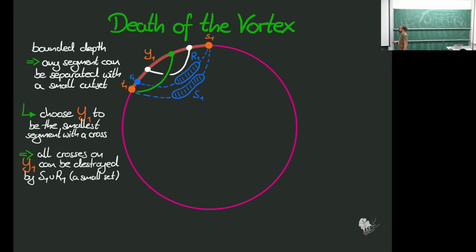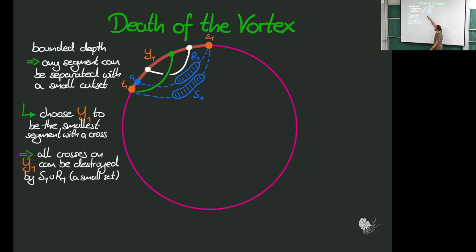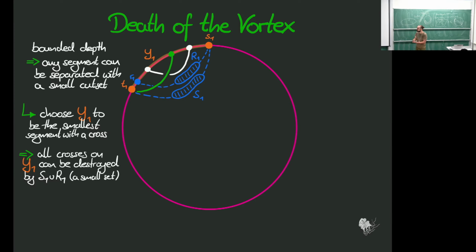Also, because of the minimality of y1, if I just go one step in and also take r1, which is this part, I remove all the crosses that interact with this part of my graph. So at the same time, I can force the existence of a cross, and I know that there's a small set of vertices that removes all crosses that are inside of this area.